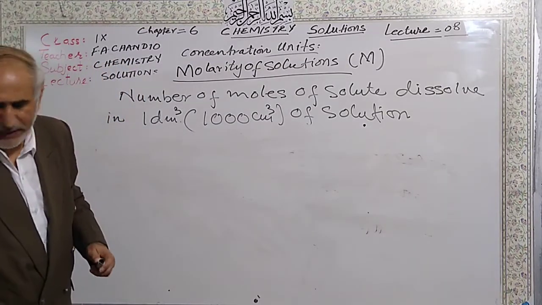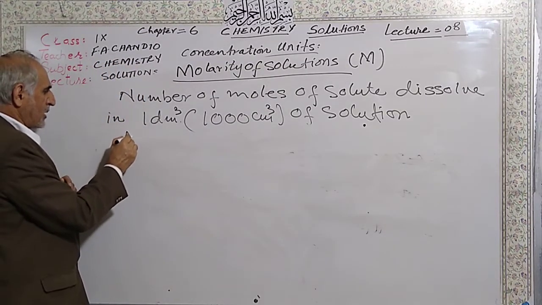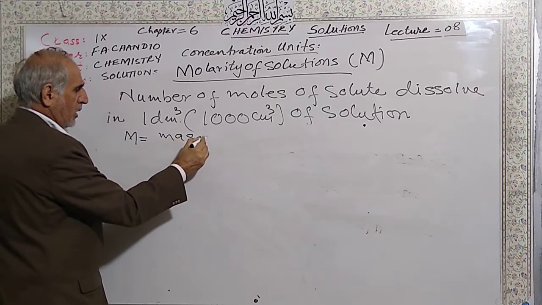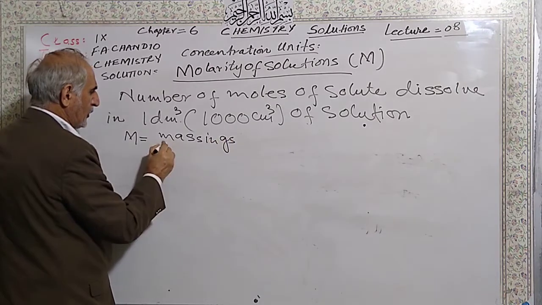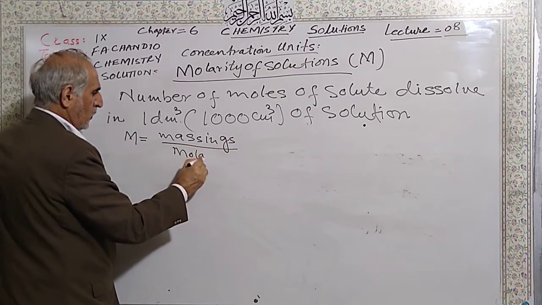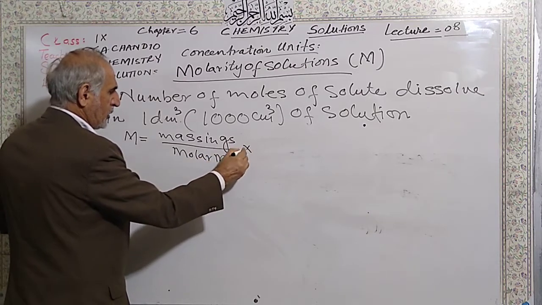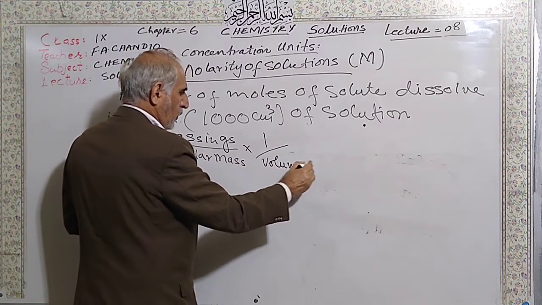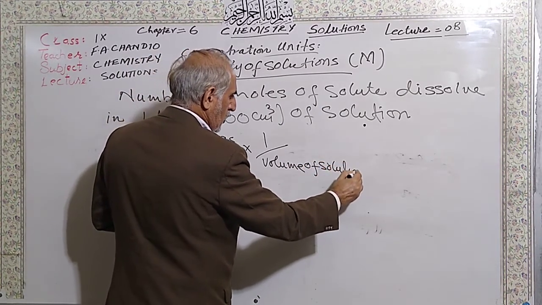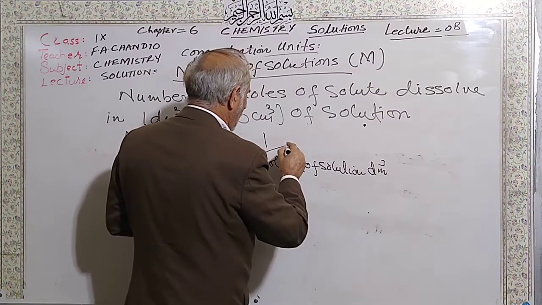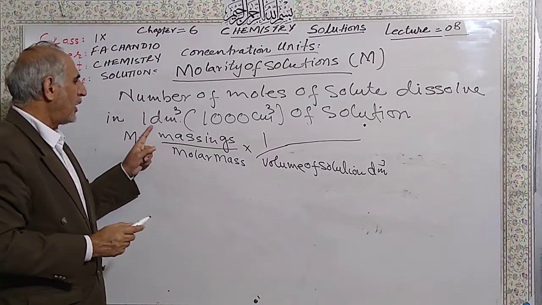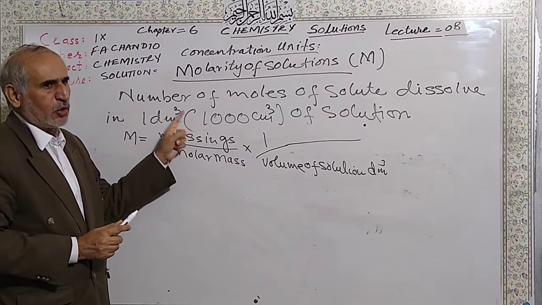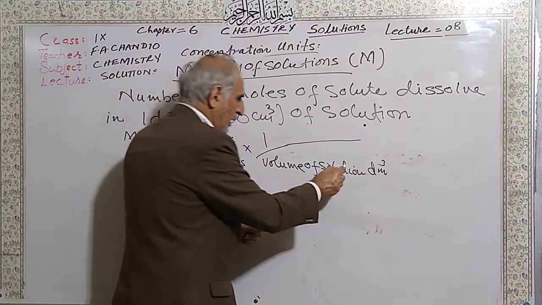Now I'm going to write the formula of molarity. Molarity is denoted by capital M. So, mass in grams of solute divided by molar mass of solute, multiplied by 1 over volume of solution in decimeter cube. This is very, very important, and in the definition it is written 1 decimeter cube. When centimeter cube is given, you have to convert it into decimeter cube.